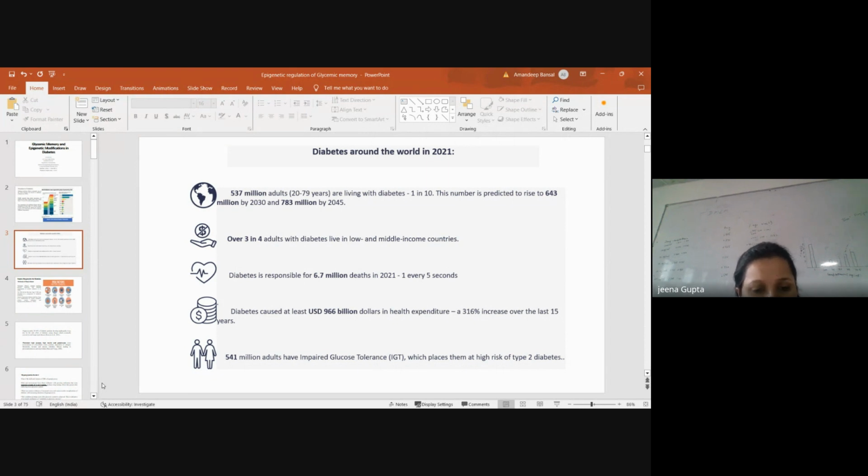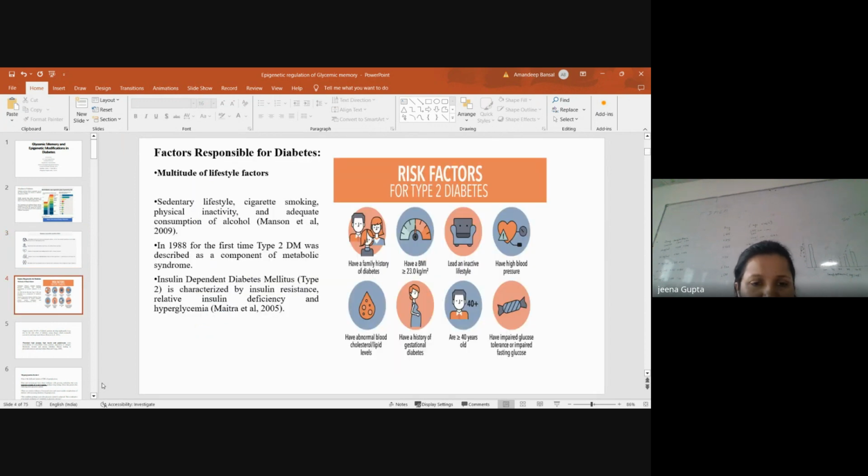541 million adults have impaired glucose tolerance. They are not detected with diabetes, but they still have impaired glucose tolerance. They basically cannot digest the glucose, and they are at a high risk of developing diabetes in the coming time.